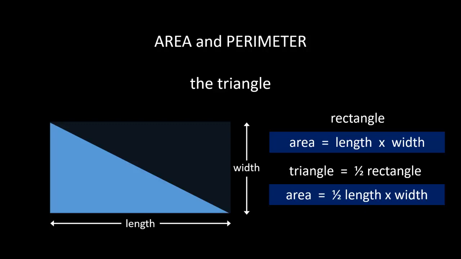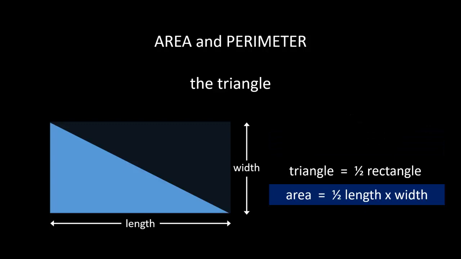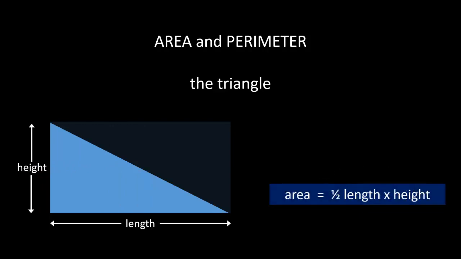Now the width, we don't refer to that as the width on a triangle. Let's just move that across there, and we refer to that as the height of the triangle. So let's change our formula from width to height. And actually the word length we don't use. For triangles we refer to that as the base. So there we go. So if you look at our formula, that's going to change. So the area of a triangle is half the base times the height. And it's actually half the area of a rectangle.